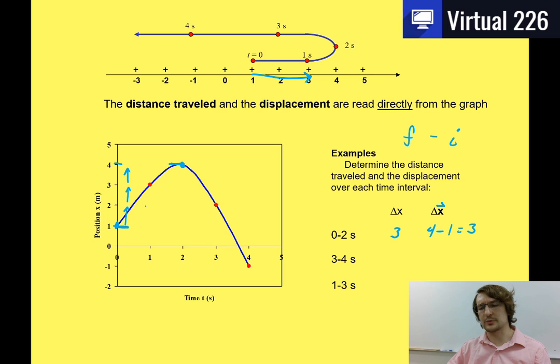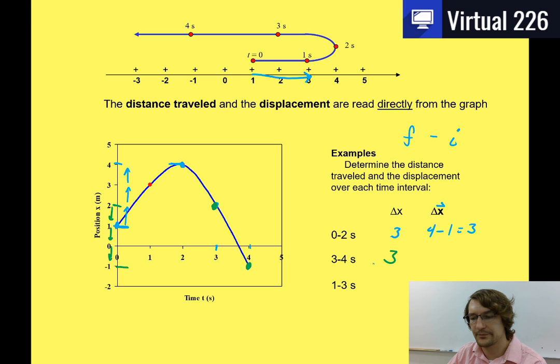3 to 4 seconds, we're here to here. So we're looking at this point and this point. The point's near the end of this. And we'll do this in a different color. Let's do this in like a green. Okay. Well, for our distance, we're traveling from 2, because that's our point, and we're ending up down here at -1. So we're going 1, 2, 3. Well, we counted 3, so it's still 3.